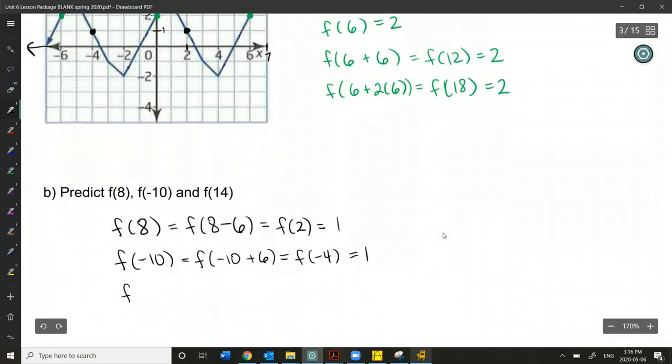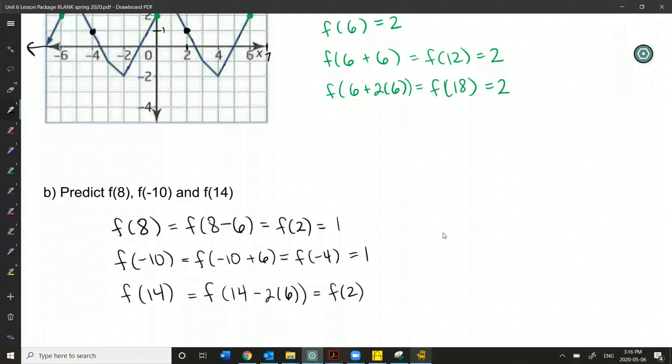Okay, and then f at 14, if I were to take 14 and subtract 2 times 6, or 12, I'm actually getting f at 2. So f at 8 and f at 2 and f at 14 and f at negative 10, they all actually have the same y value of 1.